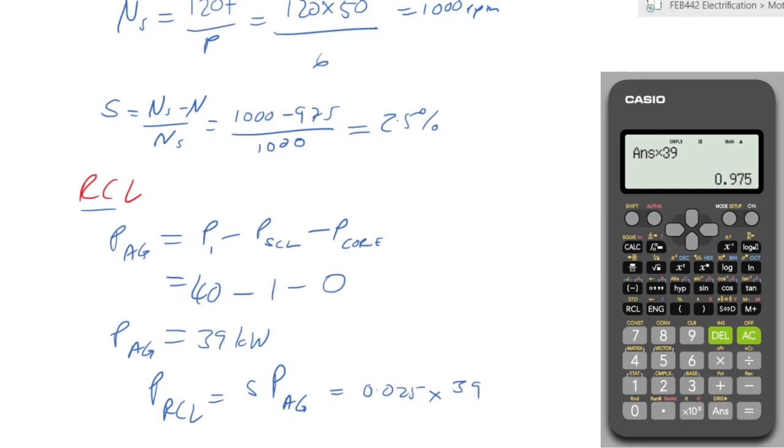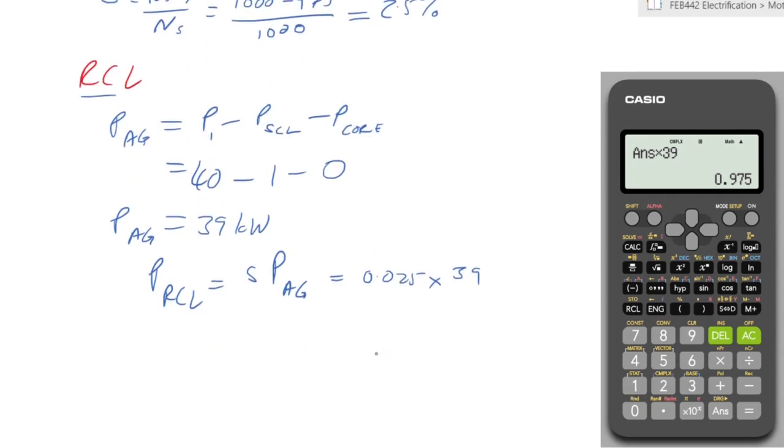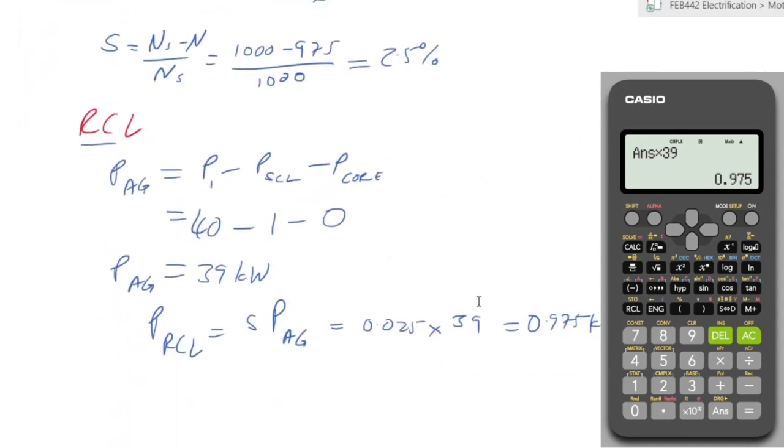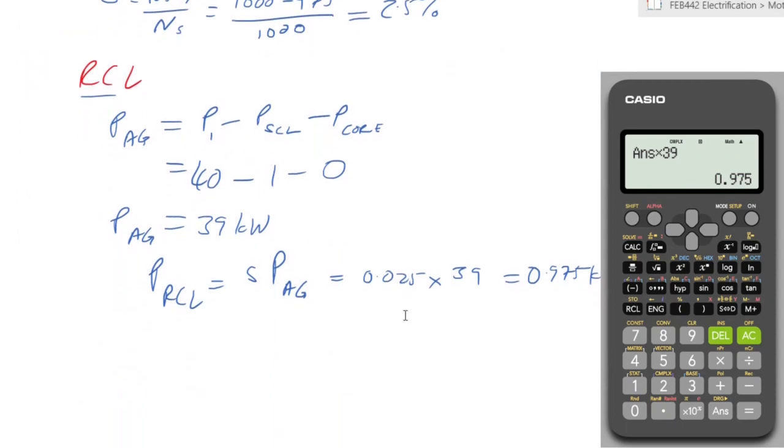So that gives us rotor copper losses of 0.975 kilowatt. Okay, so it's significant. Stator losses is 1 kilowatt, rotor copper losses is 0.975 kilowatts. It's significant, but not too bad.